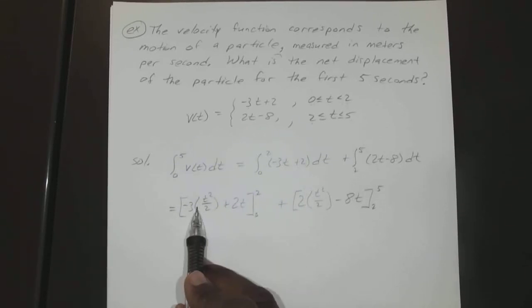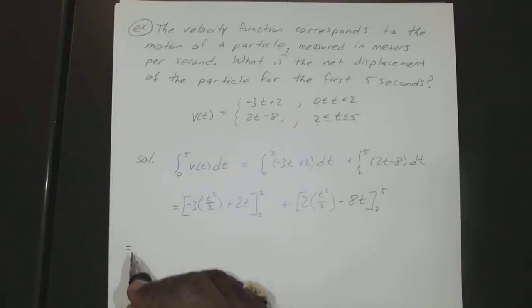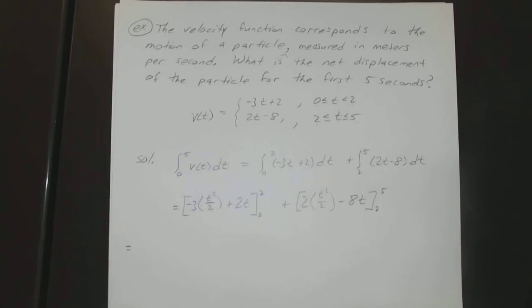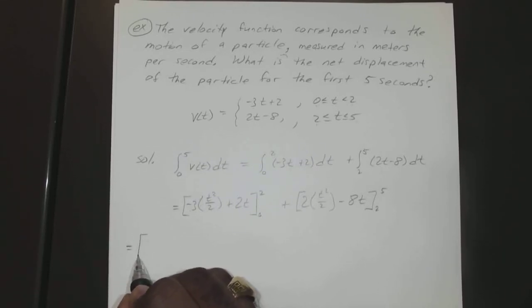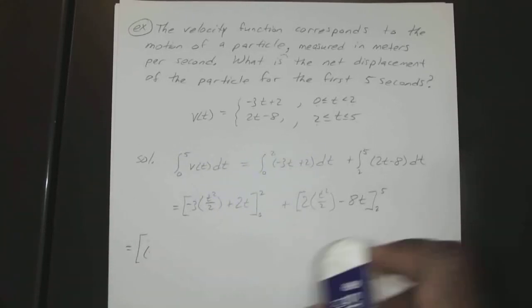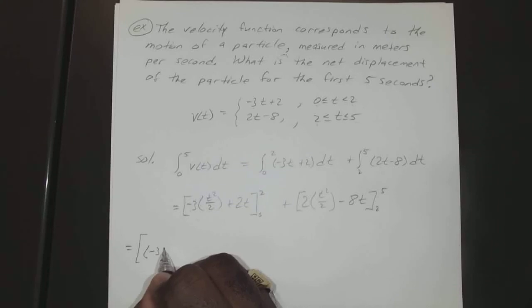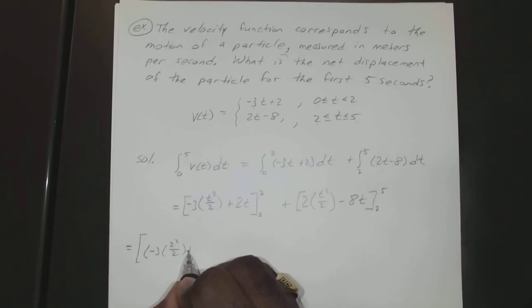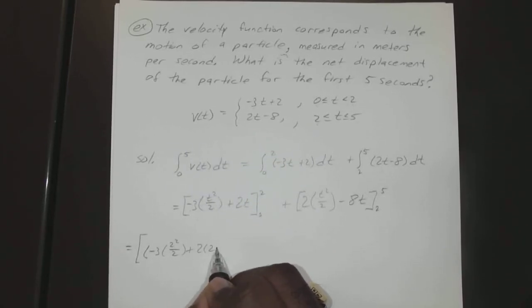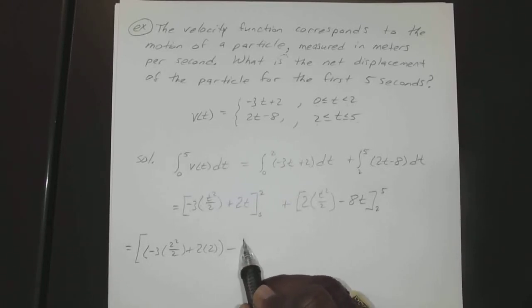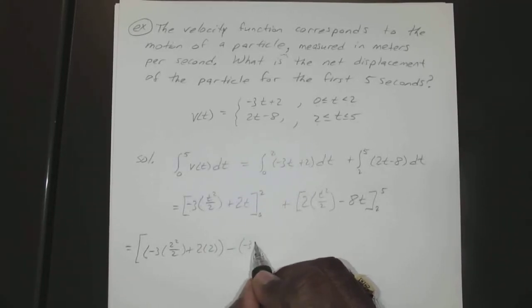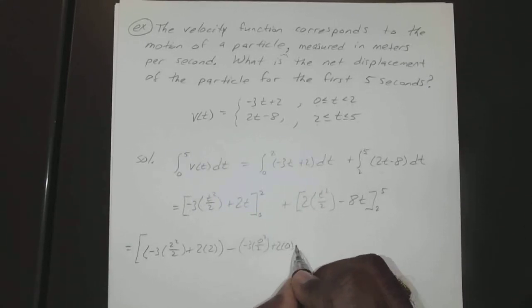Okay, so that means now we have to plug in our 2. If we wanted, we could bring the 2 out and have it -3 over 2. That's if you want to. You don't have to. Okay, so you have -3 times 2 squared over 2 plus 2 times 2, minus, now we plug in our 0, -3 times 0 squared over 2 plus 2 times 0.